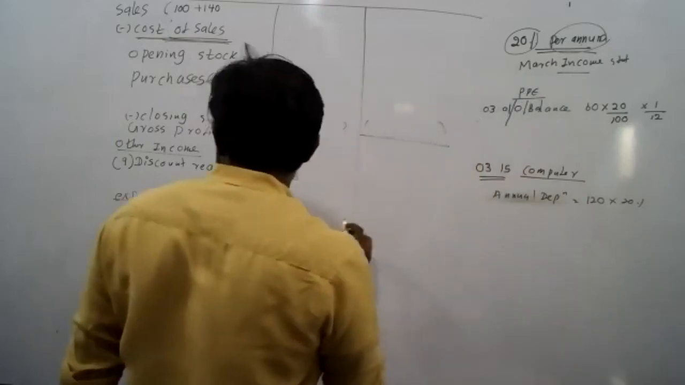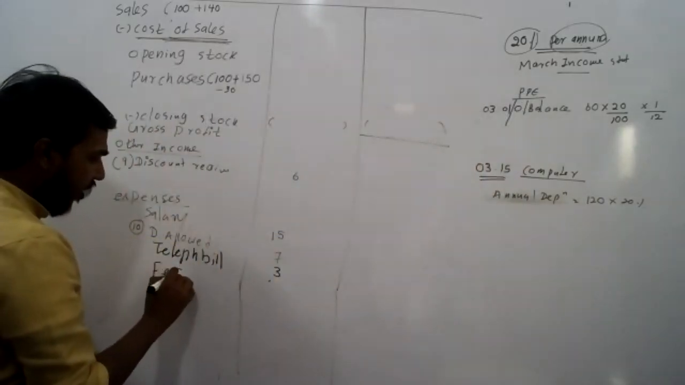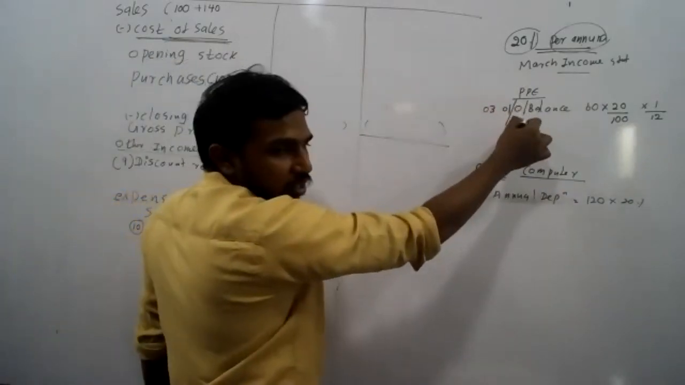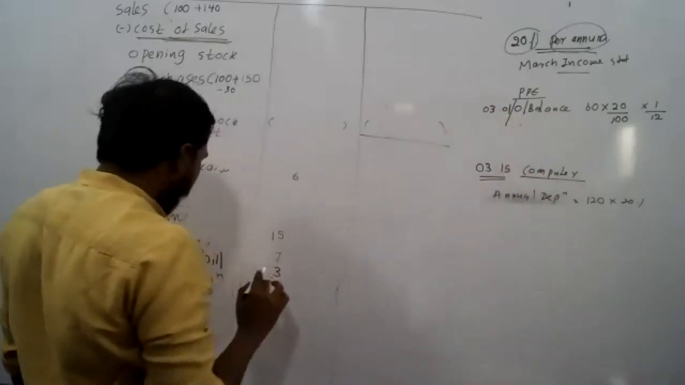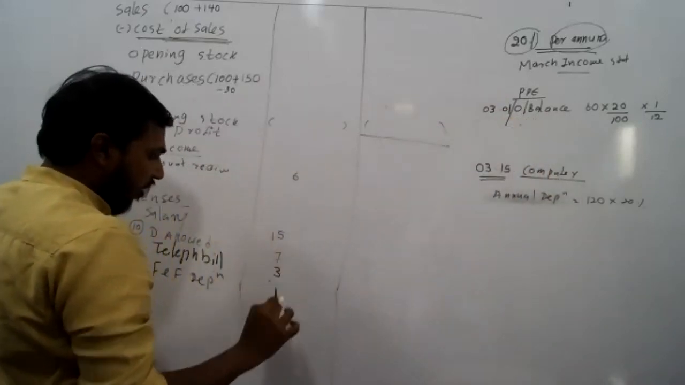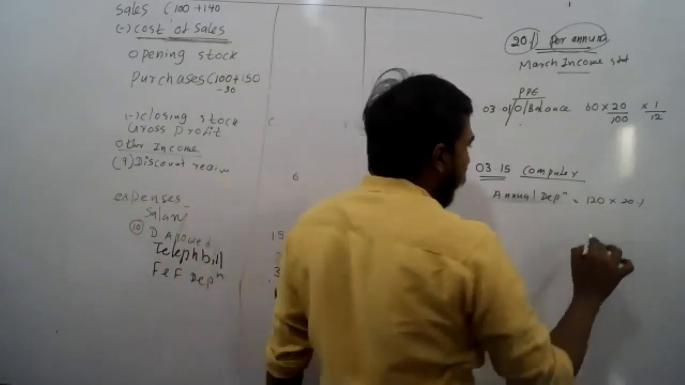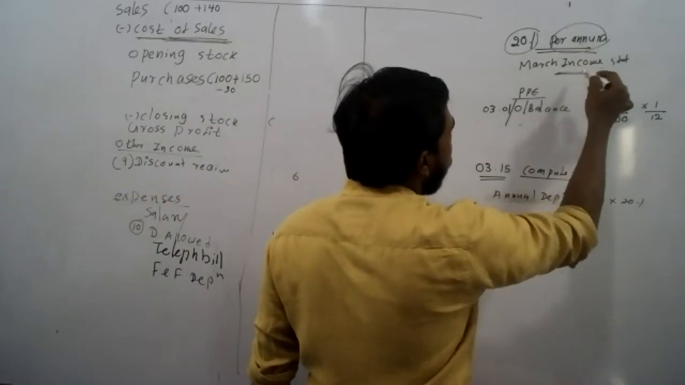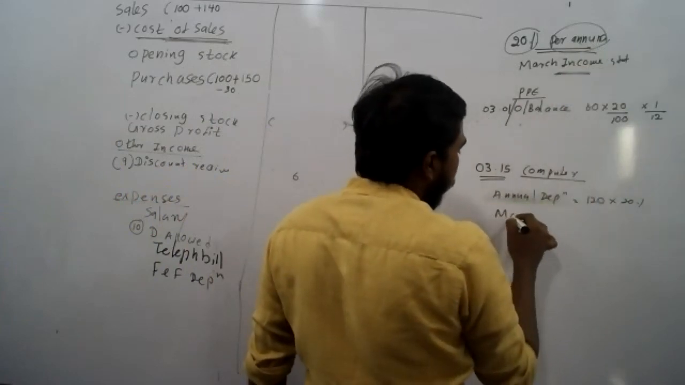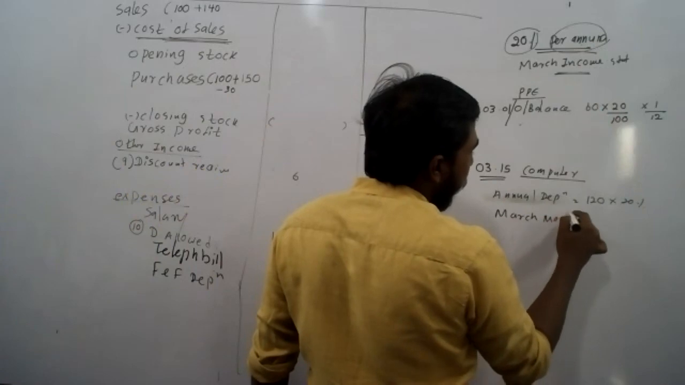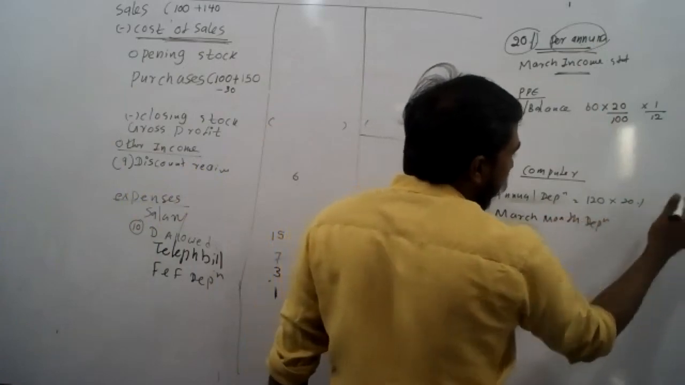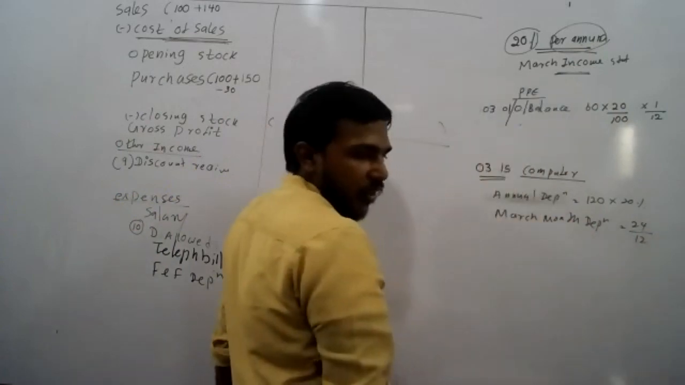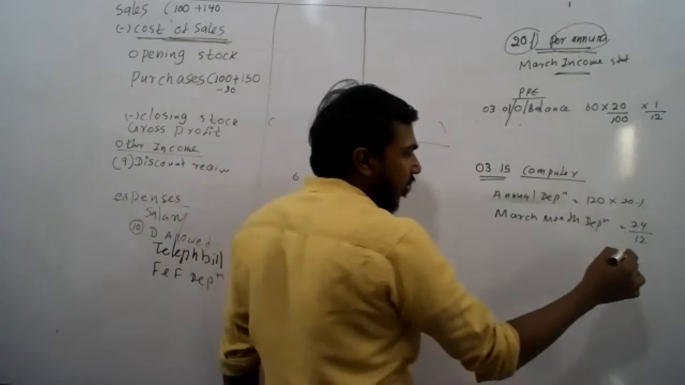So I will put here furniture and fittings depreciation is 1, because this was furniture and fittings. Just go and check. So depreciation is 1, annual depreciation. Now computer 24 annual. If you are preparing the March income statement, then for the March month we have to divide by 12 again. For 1 month it's 2.